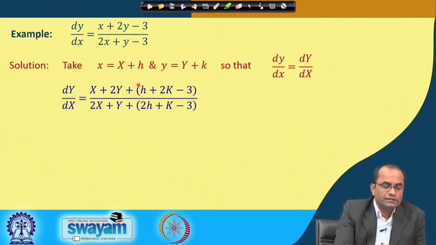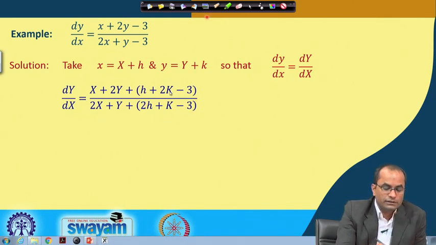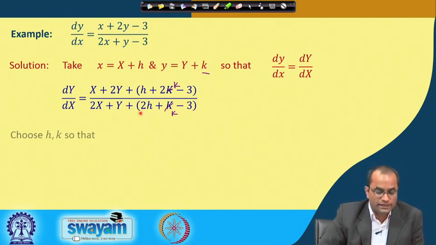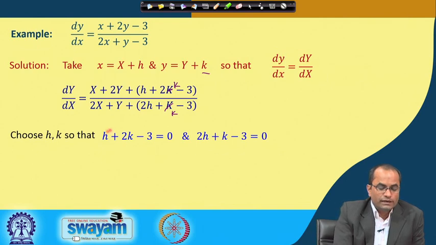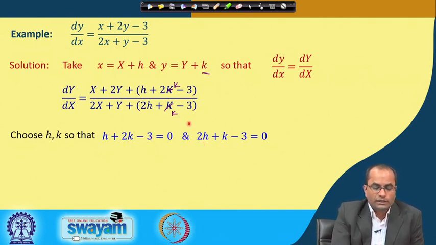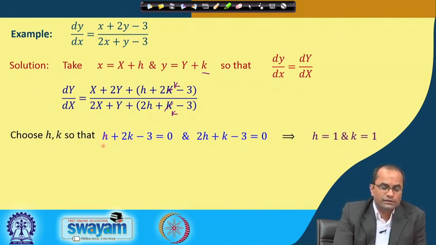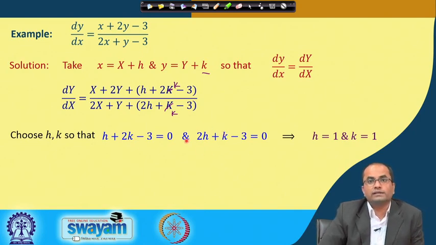So, then we have this h plus 2k minus 3 and 2h plus k minus 3. So, here this k is indeed a small k as given here. So, now we will set this to 0 and also this to 0 and solve for h and k. By doing so we have h plus 2k minus 3 is equal to 0 and 2h plus k minus 3 is equal to 0. From here we will get h is equal to 1 and k is equal to 1. So, this satisfies this equation, also h is equal to 1, k is equal to 1 satisfies the other equation.